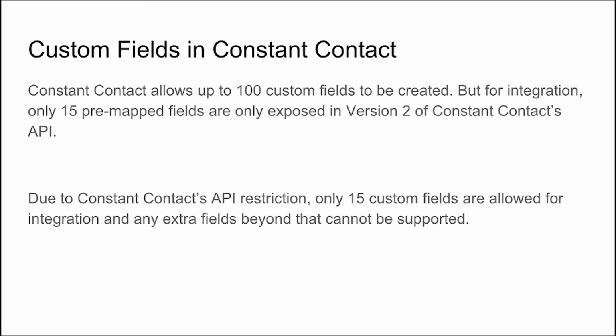Next, custom fields in Constant Contact. Constant Contact allows up to 100 custom fields to be created, but for integration purposes, only 15 pre-mapped fields are exposed in version 2 of Constant Contact's API. Maybe in their version 3, which they have promised will be launching soon, they will allow more than 15 pre-mapped fields to be available for your integration. So for now, we have to work with version 2.